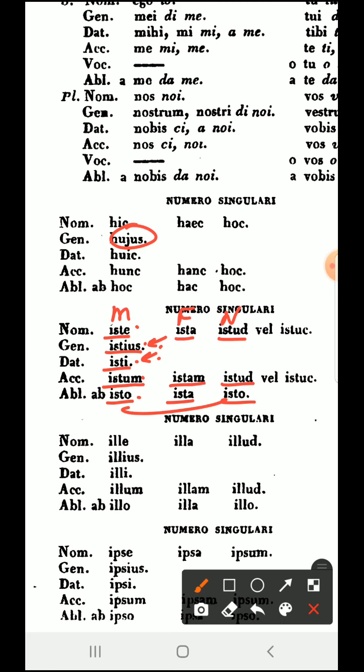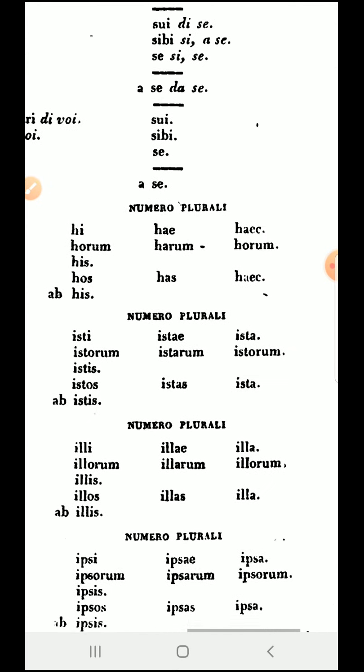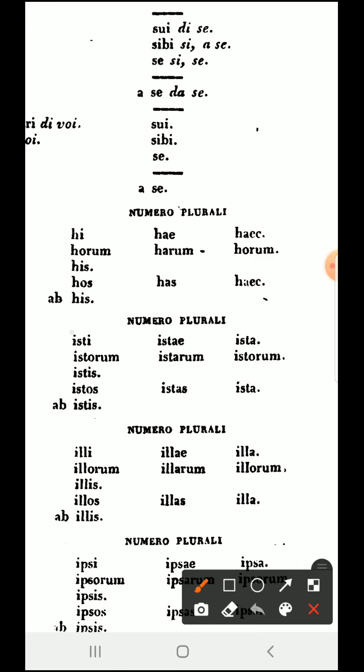And once you have that memorized, remember, it's almost the same. Actually, it is the same, except for the stem of ille, illa, illud. Okay? Let's go look at the plural forms. And once again, once we learn the declension of isti, istae, ista, we'll also know the declension of illi, illae, illa, because they're the same. All that differs is that the stem is ist for the first pronoun and ill for the second pronoun. The endings are the same.